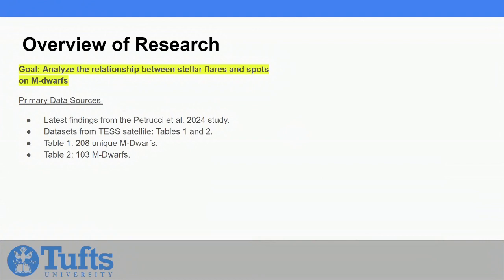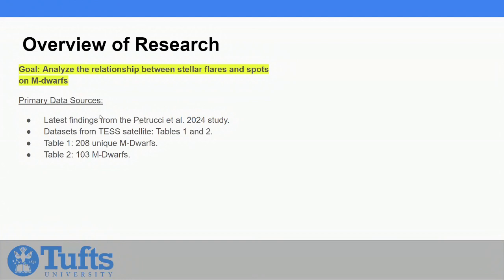Our objective has been clear from the start: to analyze the relationship between stellar flares and spots on a sample of M-dwarfs. Our primary data sources included the latest findings from the Petrucci study, as well as comprehensive data sets of M-dwarfs from tables 1 and 2 from the satellite test, which provided detailed observations of flare frequency, spot characteristics, and their impacts on stellar luminosity.